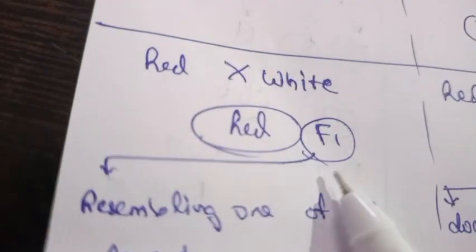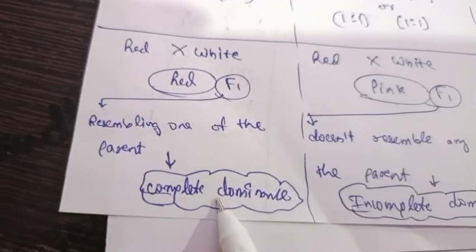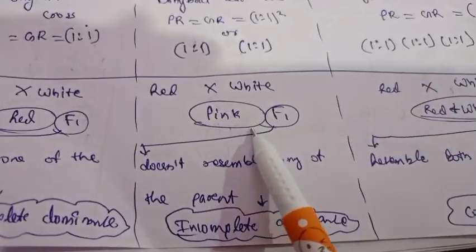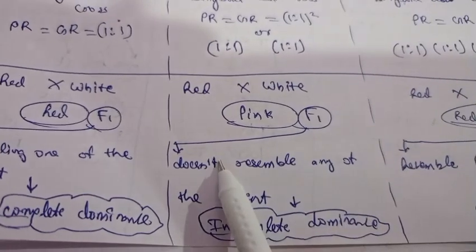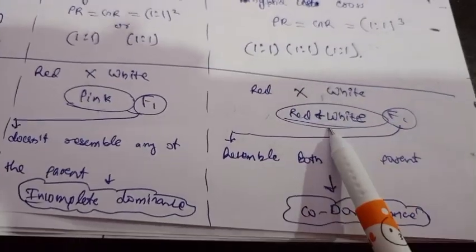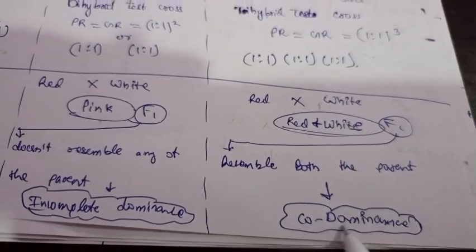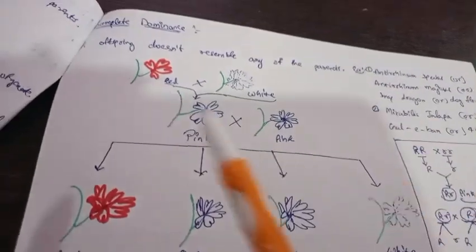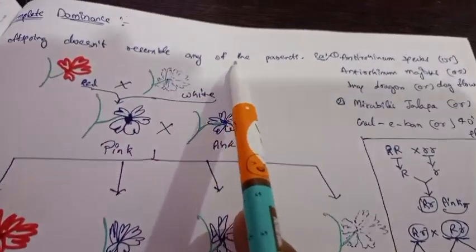Red and white crossed giving red, F1 resembling one of the parents: complete dominance. Red and white giving pink in F1, which does not resemble any type of parent: incomplete dominance. Red and white giving red plus white, F1 resembling both the parents: co-dominance. Incomplete dominance is when the offspring does not resemble any of the parents.